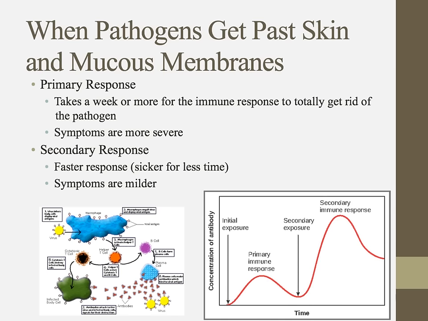Now, your primary response is slow. There's a lot that has to happen. We'll go through that later, okay? But the primary response can usually take a week or more to completely get rid of that pathogen, if it's able to do it at all. So we have rather severe symptoms, because while your body is taking its sweet time to get rid of that pathogen, it is wreaking havoc on some of your body tissues and causing you all kinds of uncomfortable symptoms.